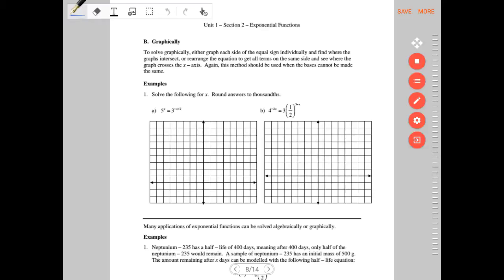Let's graph 5 to the x first. We know it goes through the y-axis at 0, 1. Let's try that again. When x is 1, y is 5. 1, 2, 3, 4, 5. So there's the graph of y equals 5 to the x.